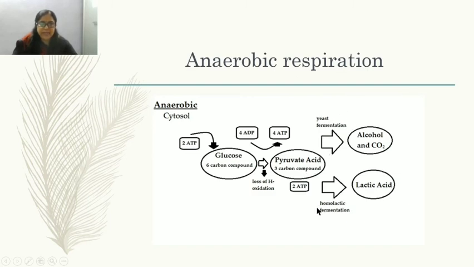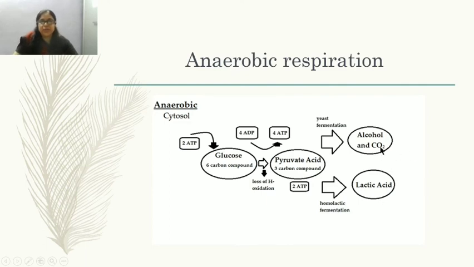Second, this is in the animal cell. When it forms lactic acid, there is no release of carbon dioxide. ATP is synthesized in both of these. And this is the homolactic fermentation. So basically they are both fermentation taking place in different cells.